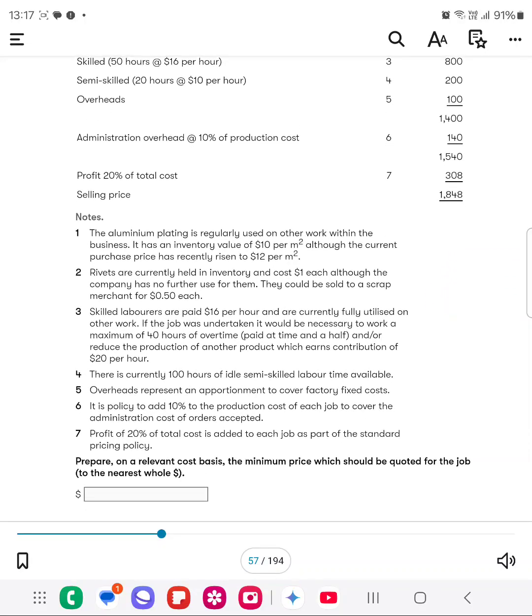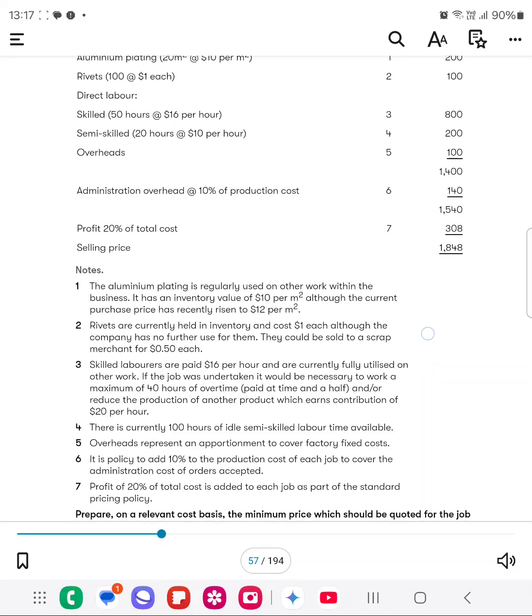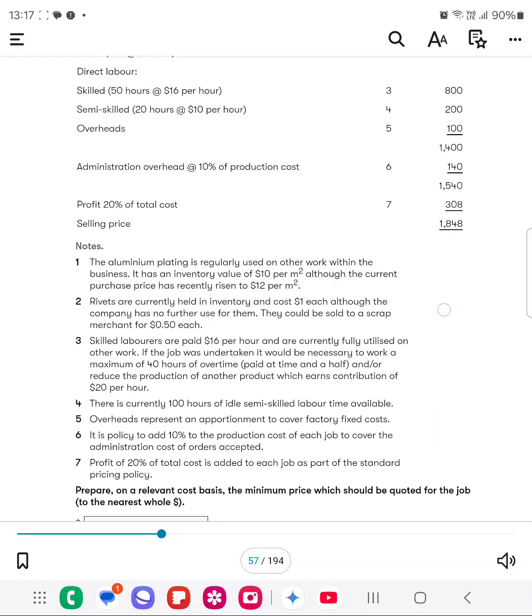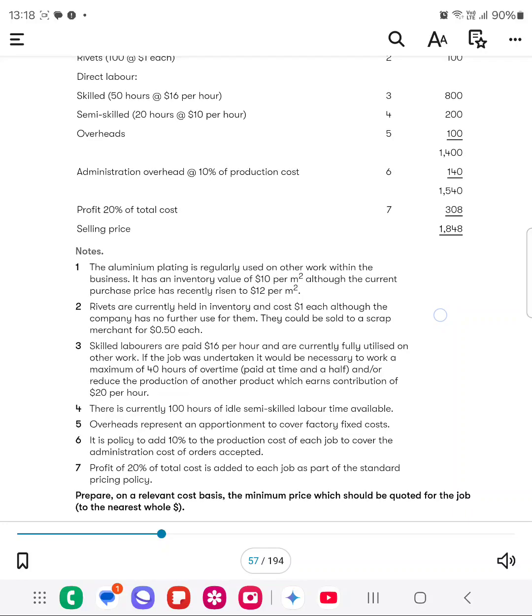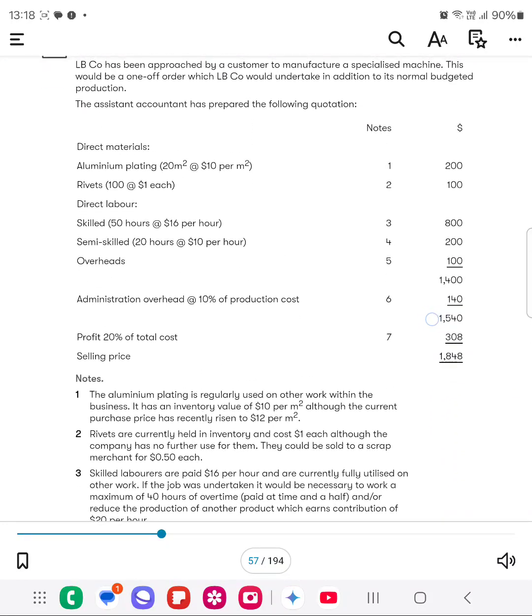Before reading the notes, I would like to read what the question is asking. The question is asking about preparing, on a relevant cost basis, the minimum price which should be quoted for the job. So we need to find the relevant cost. And here we have been given notes.